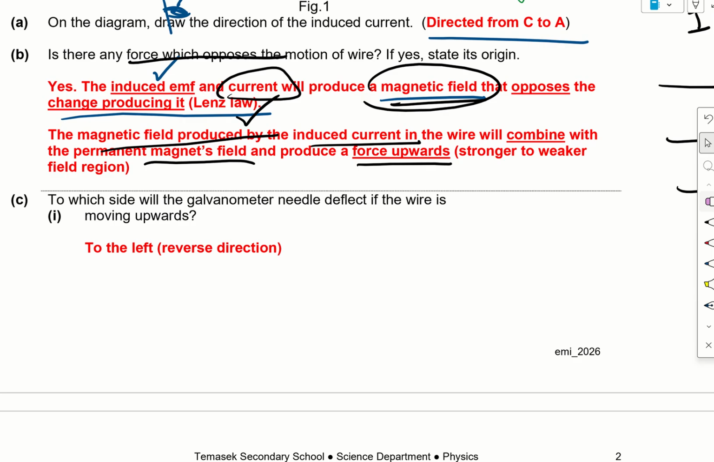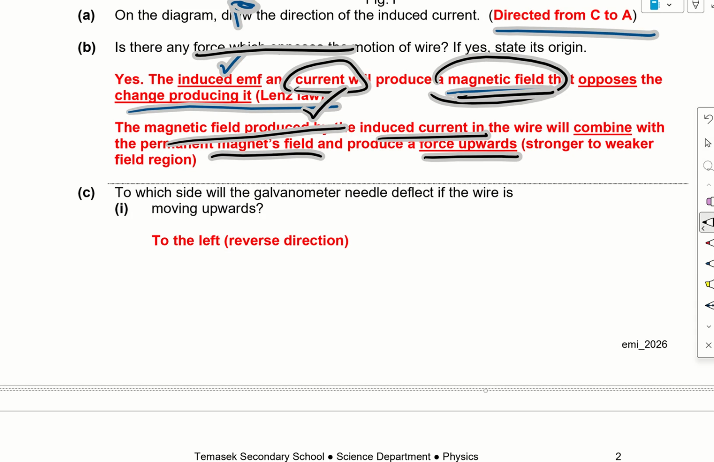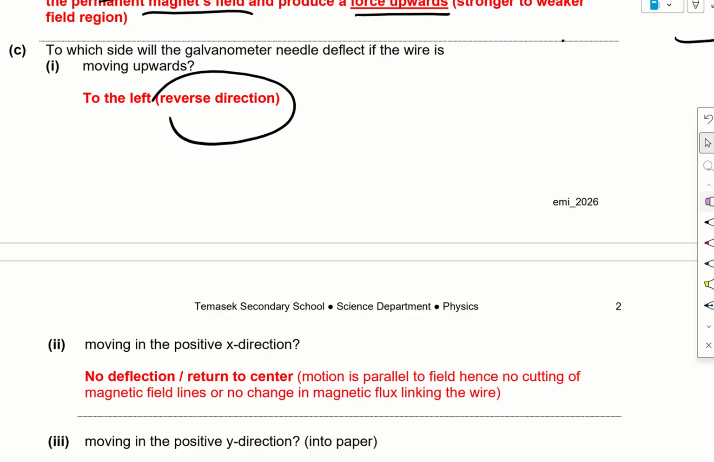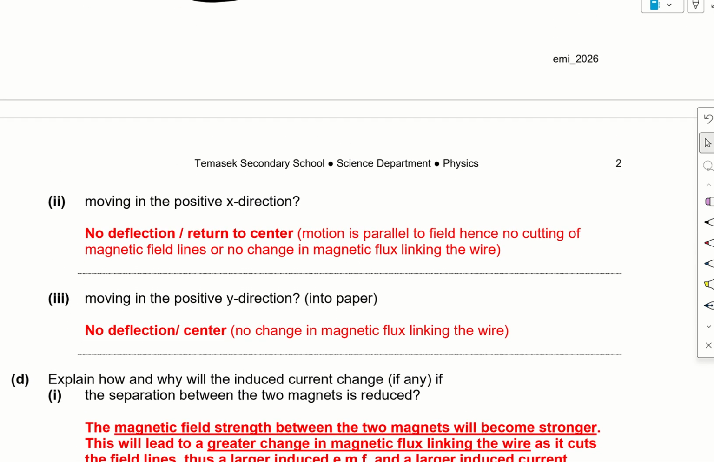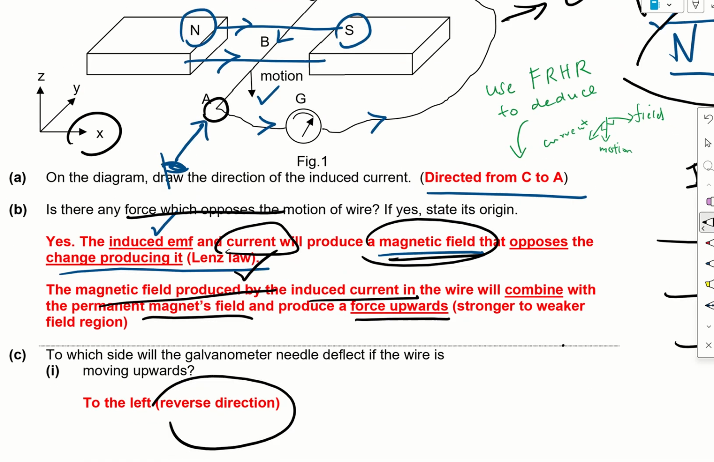Now, to which side will the galvanometer needle deflect if the wire is moving upwards? Therefore, it will be in the opposite direction. The galvanometer will deflect to the left, because the direction of the motion of the wire is changed. Moving in a positive x direction. Where's the positive x direction? It is to the right. So if it's to the right, right?